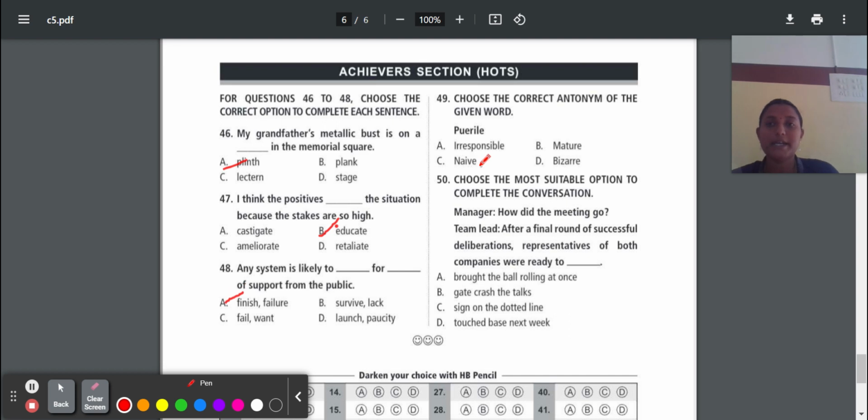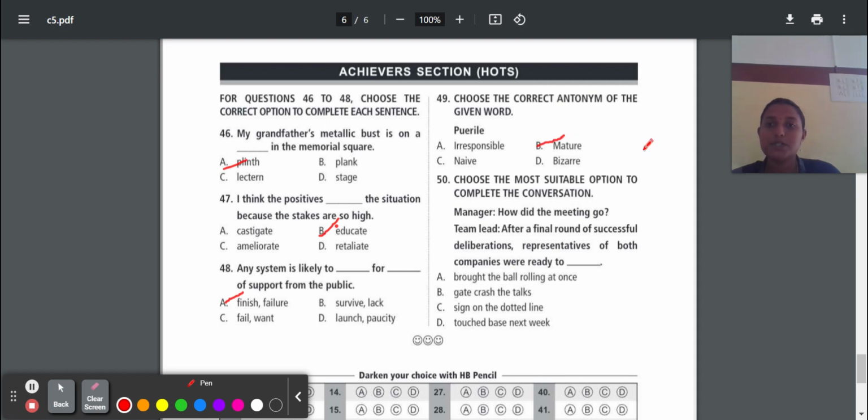Question number 49. Choose the correct antonym of the given word. Puerile. Option A, irresponsible. Option B, mature. Option C, naive. Option D, bizarre. Answer for the question 49 is option B, mature.